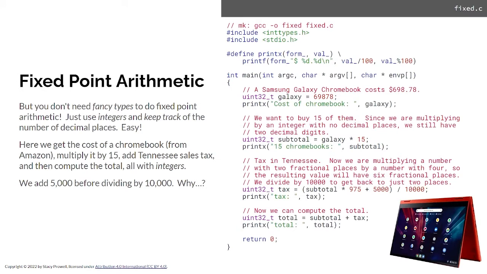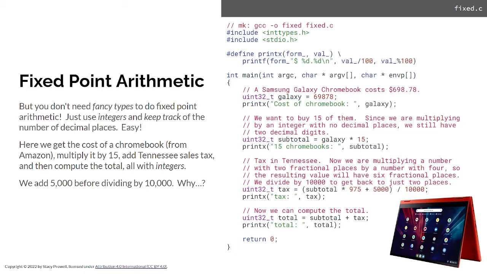So let's get back to fixed point arithmetic, the concept of fixed point arithmetic. You don't necessarily need fancy types to do fixed point arithmetic. Let's say that we just use integers and nothing else. But we keep track of the number of decimal places. And that's in fact what you do.